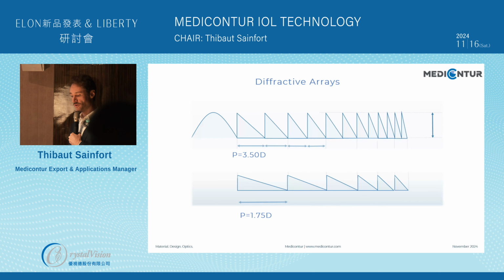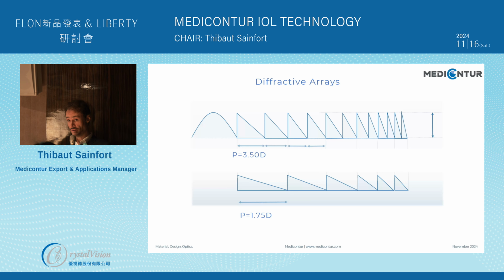So here's the modelization of two diffractive elements. The width of the diffractive steps defines the power of the addition, so the power represented by your diffractive element. So the wider the steps, the lower the addition. At the top here, you have a diffractive element of 3.5 addition, and under you have a 1.75 diffractive element.